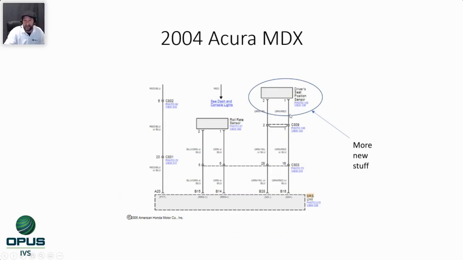So here we are, driver's side seat position sensor. We already spoke about that. That's a little bit more new stuff in there. Here's that roll rate sensor. Remember I said it's not in the SRS unit. We have a roll rate sensor that's external.